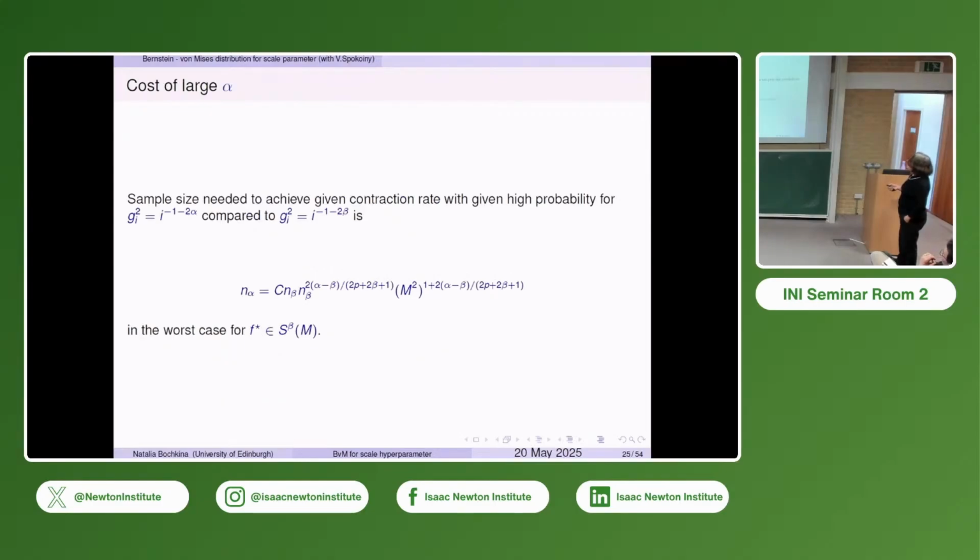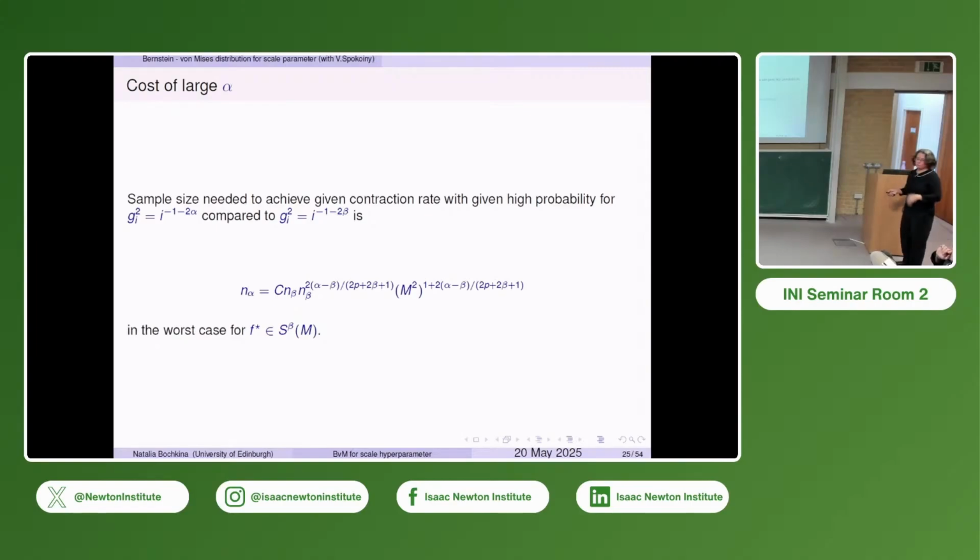Okay, just to say the cost of having a larger alpha, effectively you need to have a larger sample size. So if you had n beta samples that would allow you to reach a particular posterior contraction rate, then to achieve that for a larger alpha, the cost is n beta what we had before, but also the previous n to the power of twice alpha minus beta, rescaled by the smoothness and ill-posedness constant.